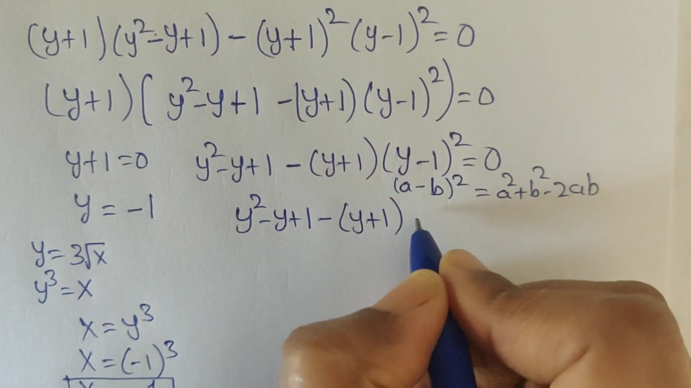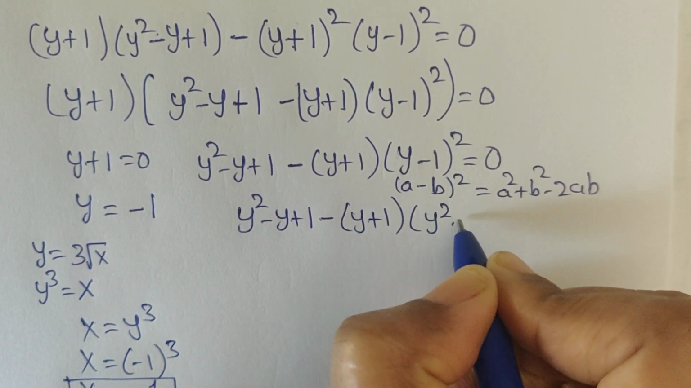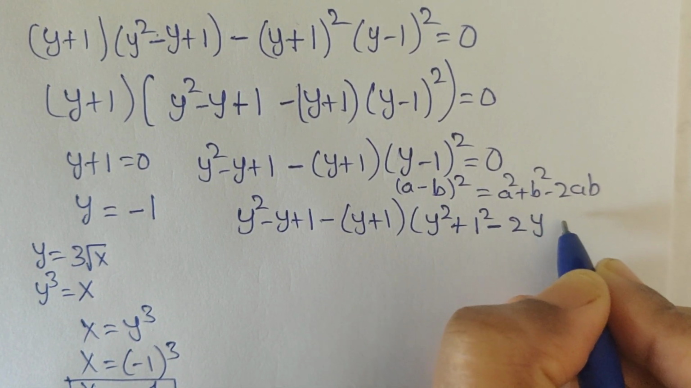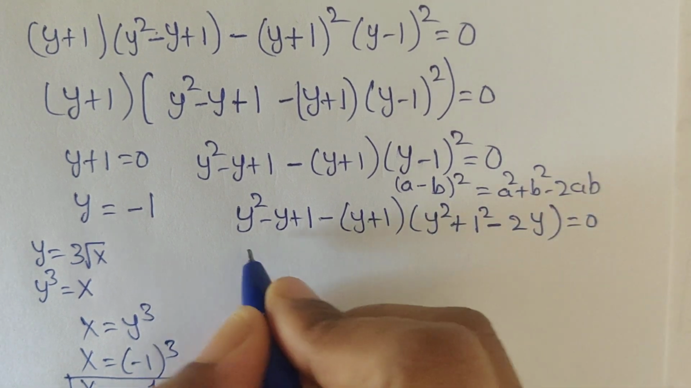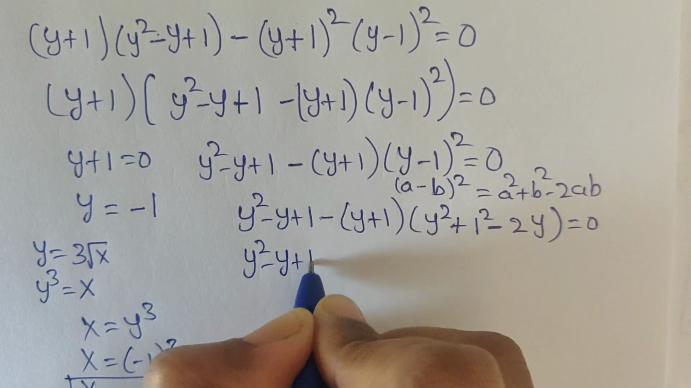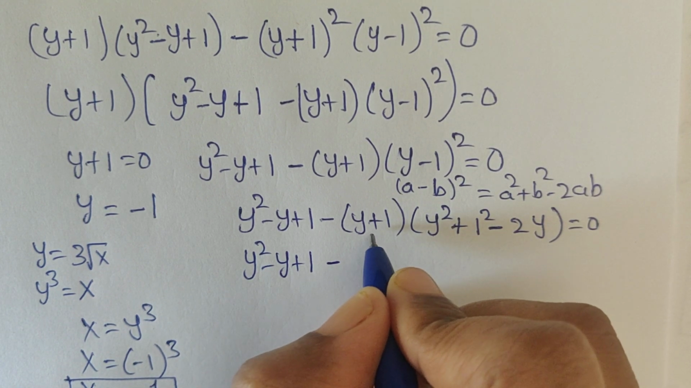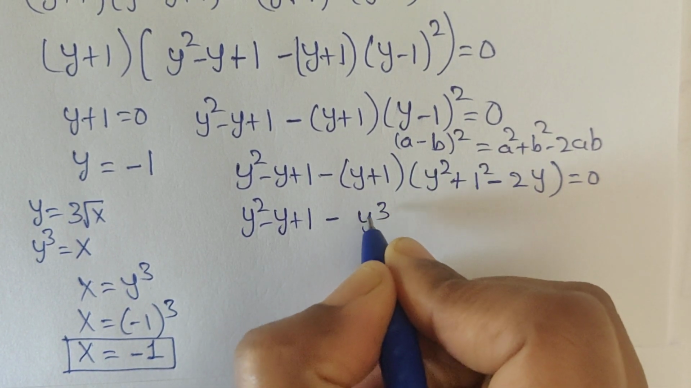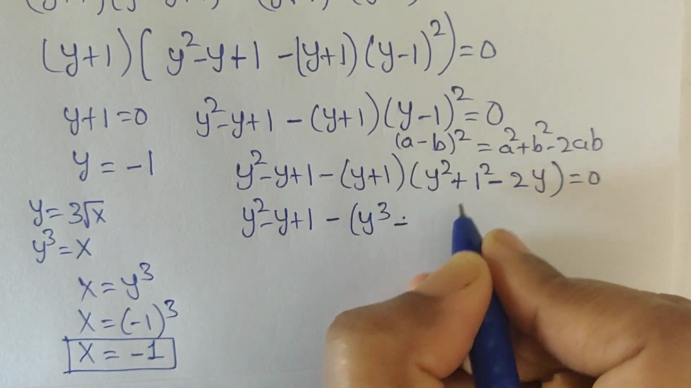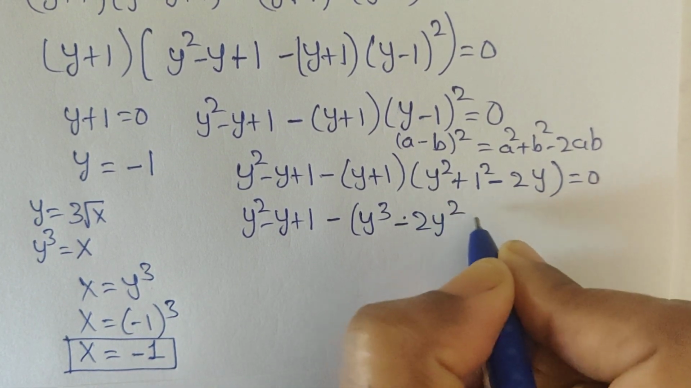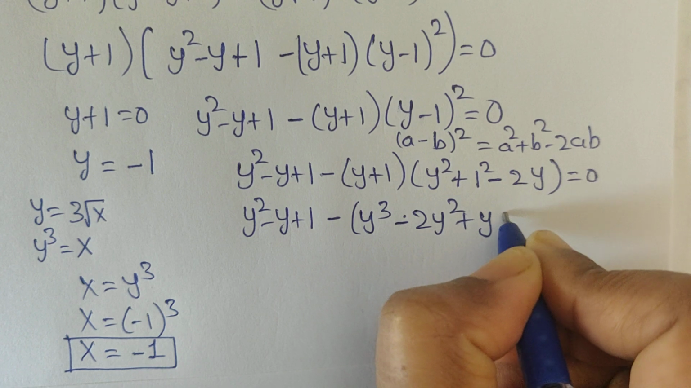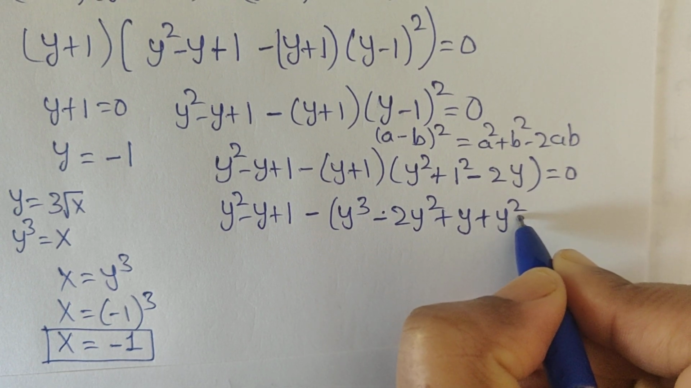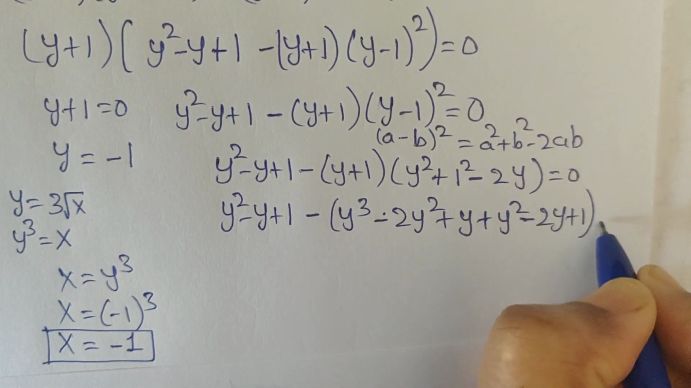So using this formula we can write y square plus 1 square minus 2ab, 2y is equal to 0. y square minus y plus 1 minus, now multiply these two terms: y times y square is y cube, so y cube minus 2y square plus y square. 1 times y square is y square, so minus 2y plus 1 is equal to 0.